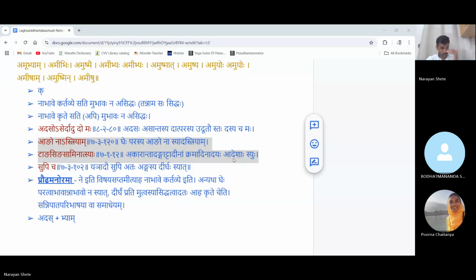So for Angonastriyam, the sutra of Angonastriyam is bringing na in the place of ta. For that matter, consider mutva as siddha.